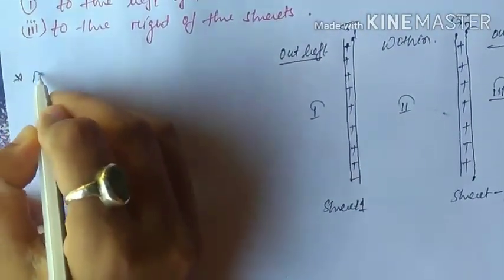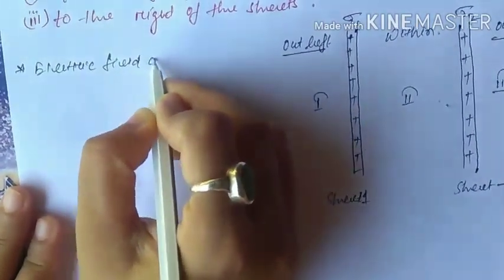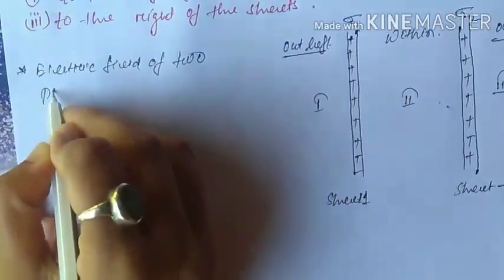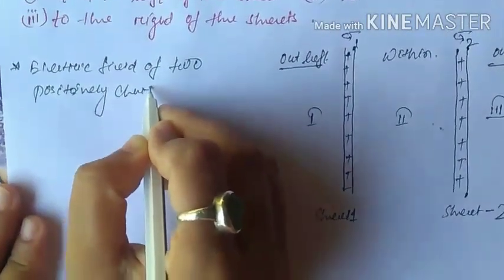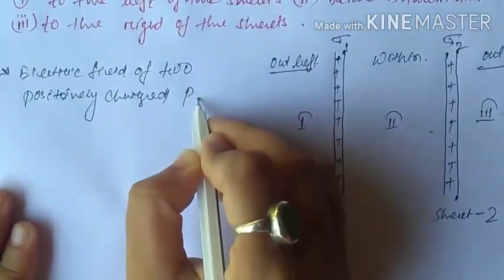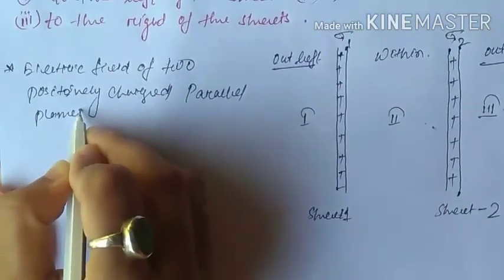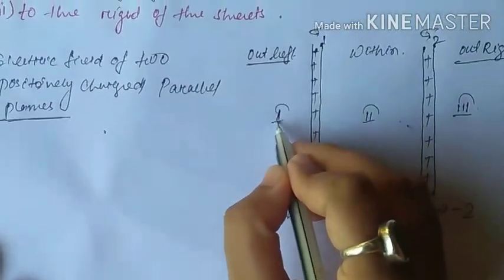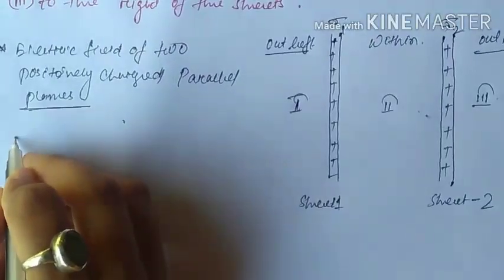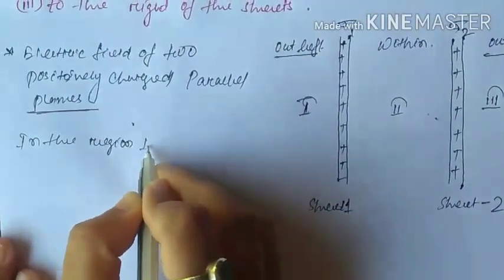Here write one point. Electric field of two positively charged parallel planes, that we are calculating, right? So one by one for each region we will calculate. So in the region 1, what will happen? We will see.